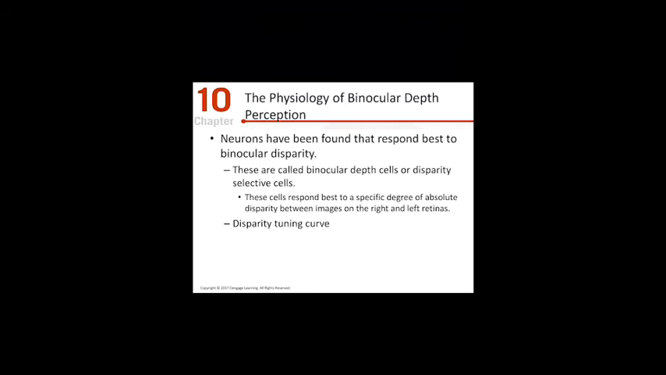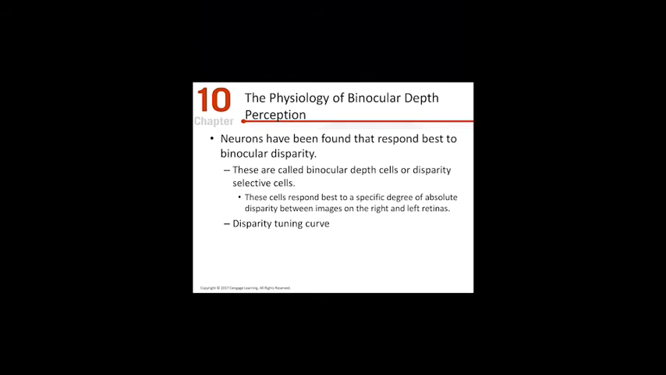And so going back to the idea that there must be neurons that respond best to binocular disparity, right? We call these particular neurons binocular depth neurons or disparity selective neurons. And these are the cells that are actually responding to degrees of absolute disparity.